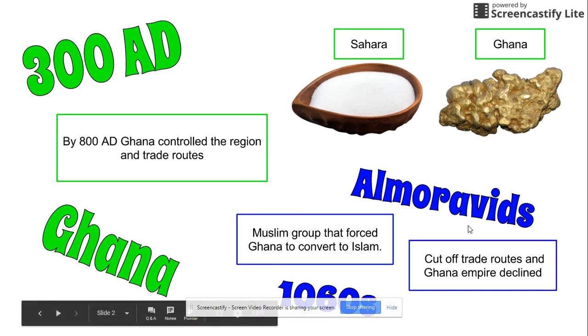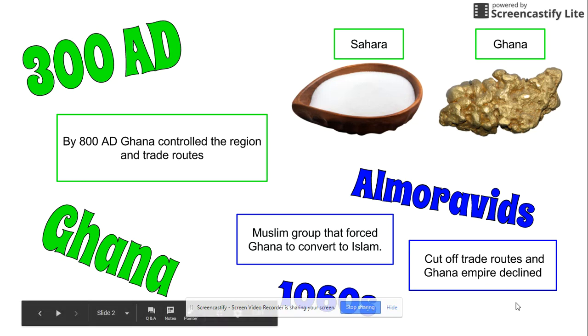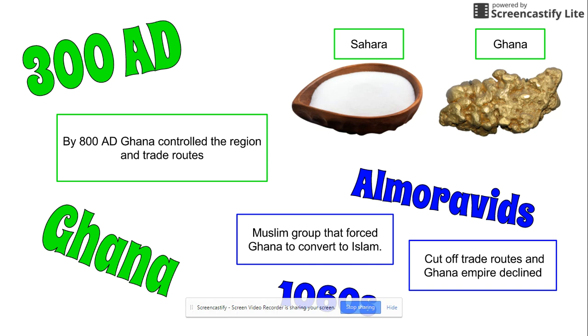Ghana is going to continue to flourish until about the 1060s AD, when a new group, a Muslim group known as the Almoravids, comes into the region and tries to force Ghana and their leaders to convert to Islam. In doing so, they begin to cut off the trade routes that Ghana used. With no access to their trade routes, eventually the Empire of Ghana is going to decline, and it's going to lose its power and hold over the trade region of West Africa, leaving the region open for a new kingdom to come into power, and that's going to be the Kingdom of Mali. And we'll talk more about that in our next screencast.